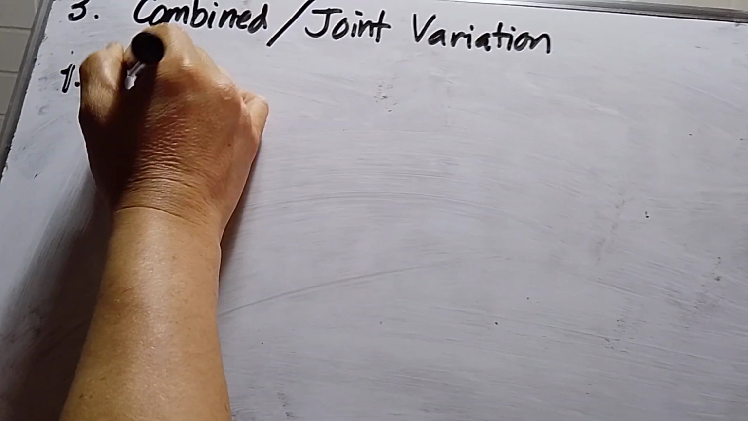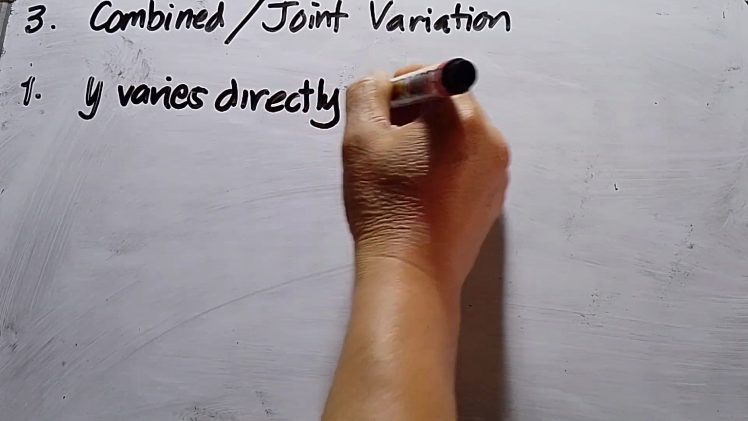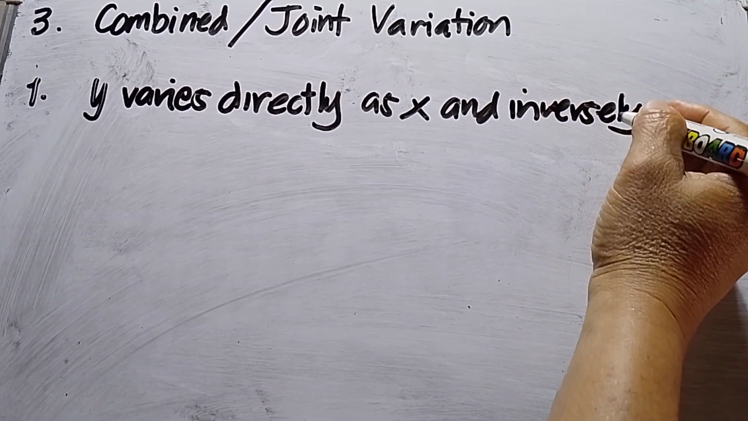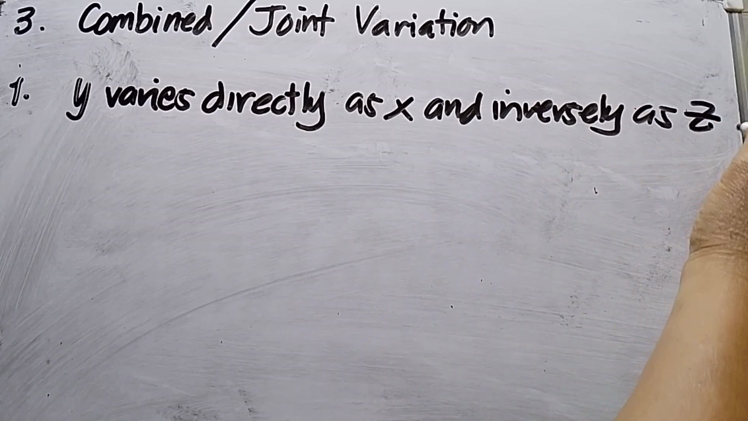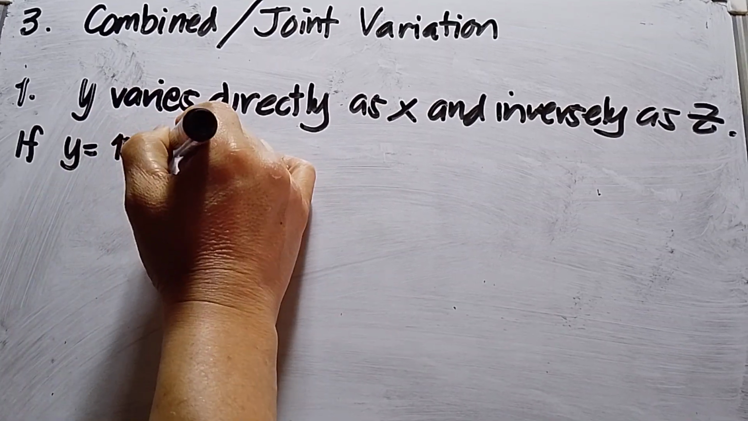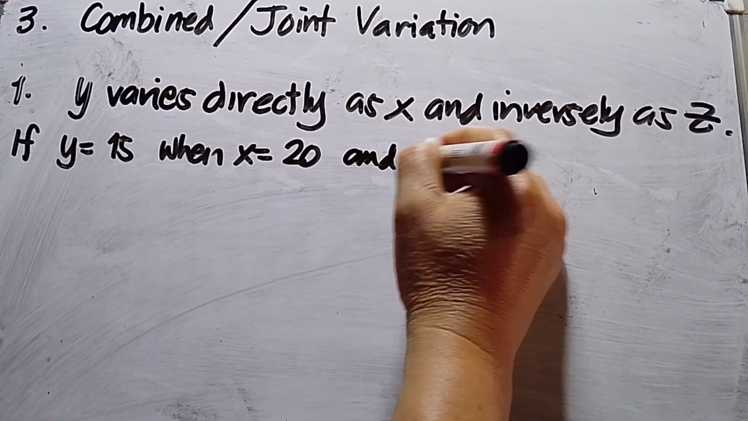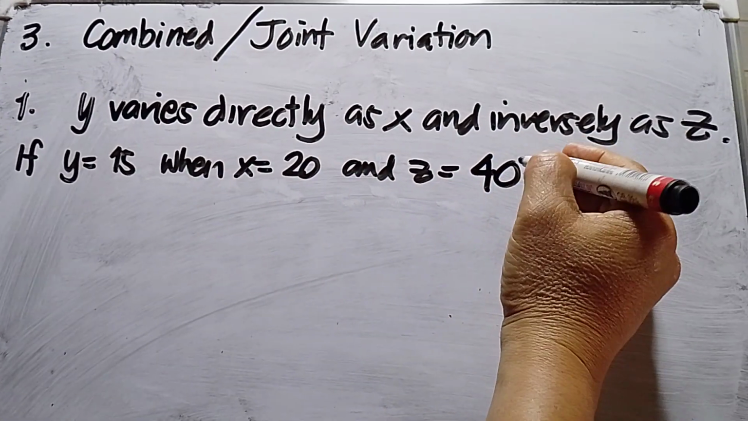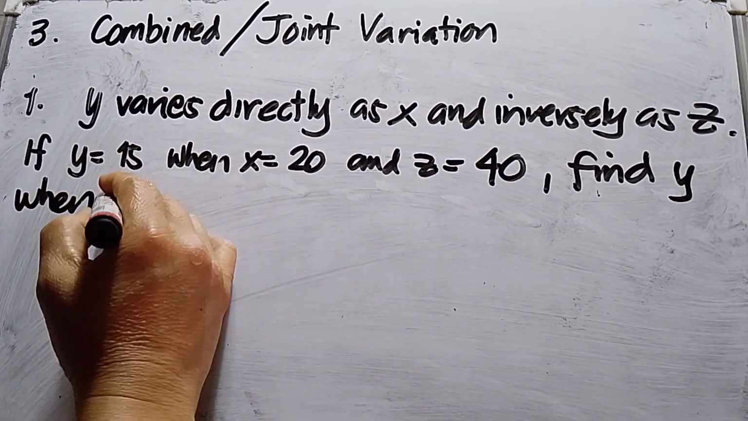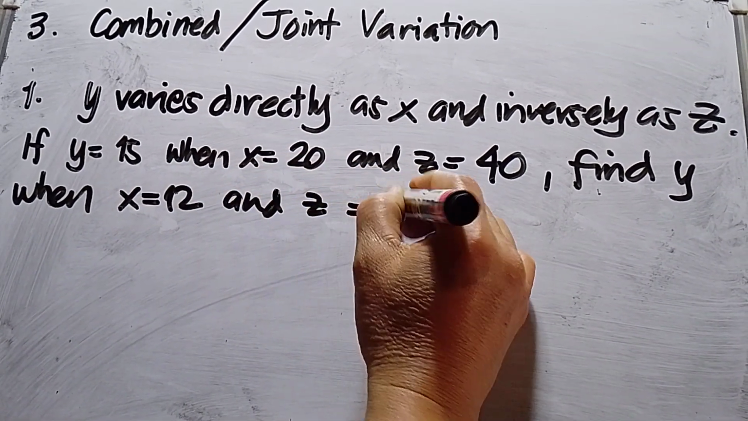Number 1: Y varies directly as X and inversely as Z. If Y equals 15 when X equals 20 and Z equals 40, find Y when X equals 12 and Z is equal to 20.